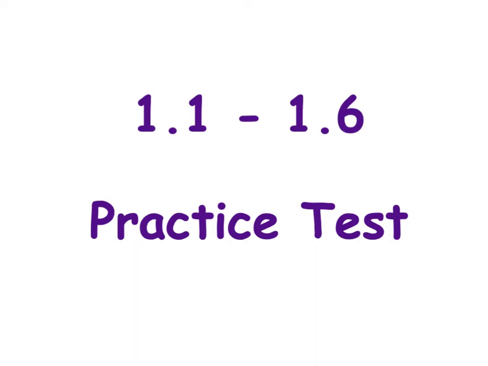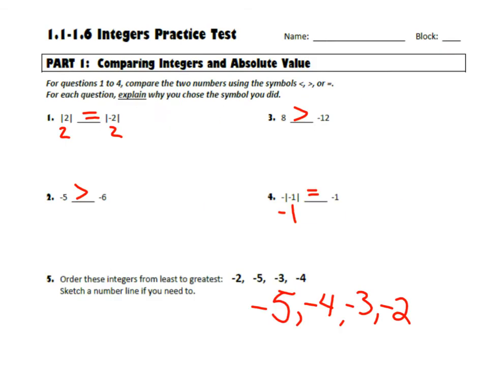Have your 1.1 to 1.6 practice test out, have it finished, showing all your work, and let's go over the answers. First part is comparing integers and absolute value. So here you have to make sure you do your absolute value first, and you get the equal sign.